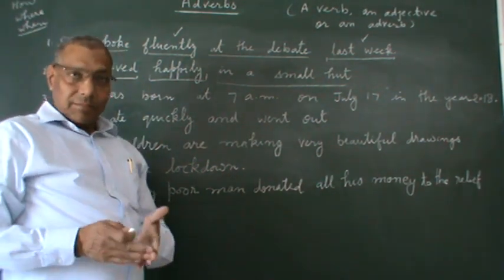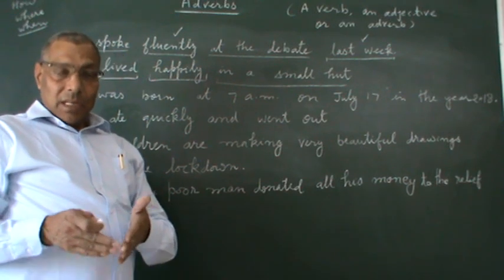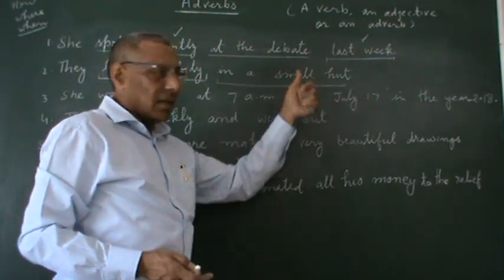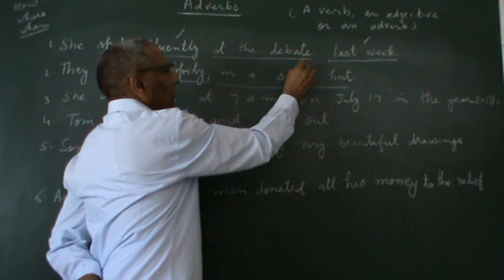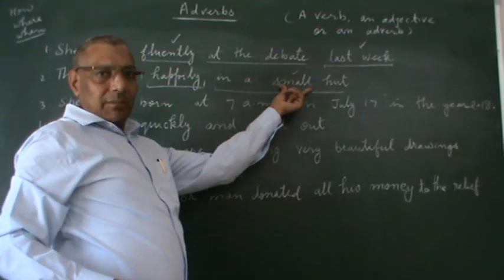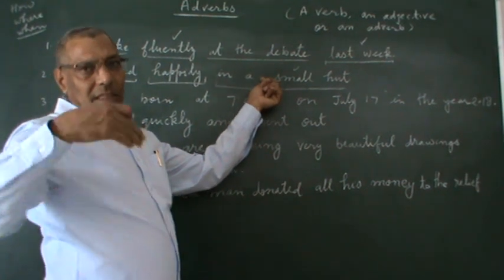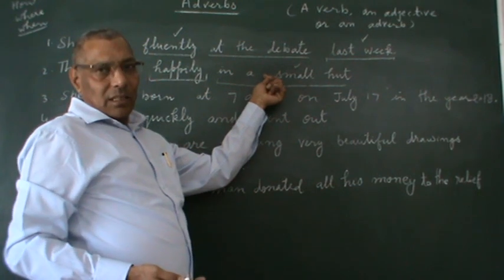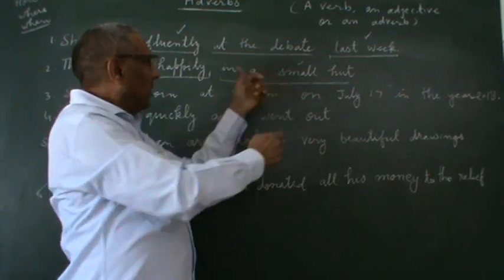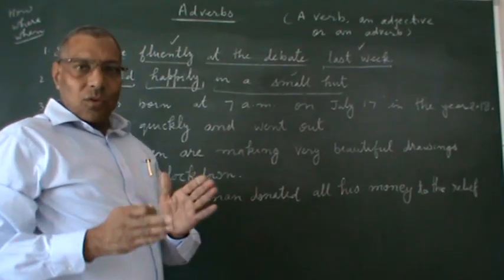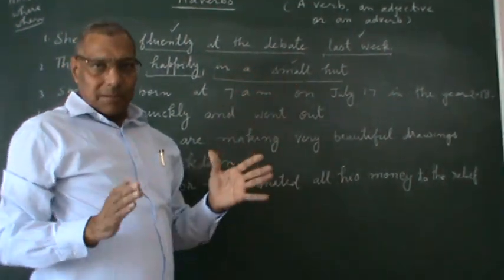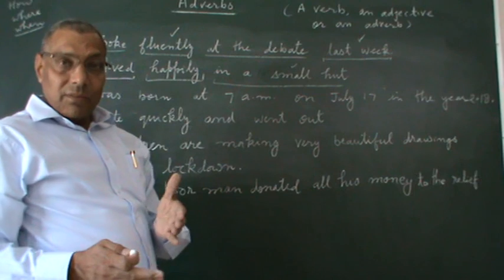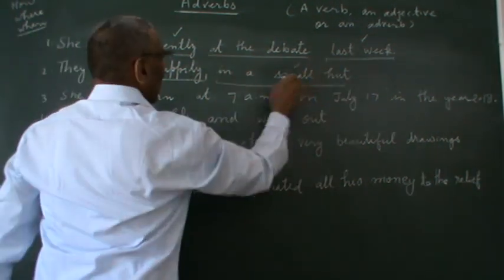We can have adverbs nested within an adverb phrase. For example, in a very small hut. If I say in a very small hut, the word small is an adjective and very is intensifying the word small. So we can have an adverb here, but this as a whole is an adverb phrase. So there can be adverbs within an adverb phrase, in a very small hut, if I use very here.